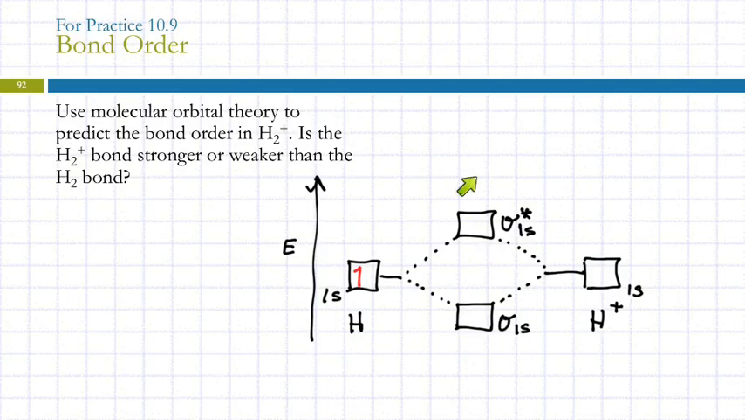So here's my molecular orbitals in the center, and I have one electron to put in. This is really hard, right? Where do I put it? Well, you put it in the lowest energy orbital, and so there, that's it.